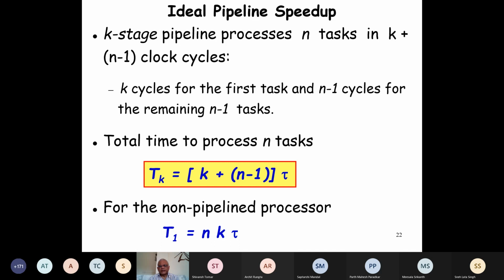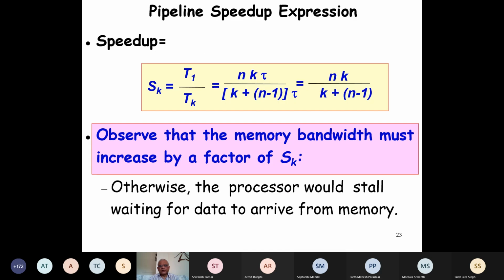On the other hand, in the non-pipeline processor, it will be nk times tau, because each of the n instructions will take k clock cycles. So n into k into tau. Now, if we compute the speed up of the pipeline, we just divide this and we get nk by (k plus n-1).